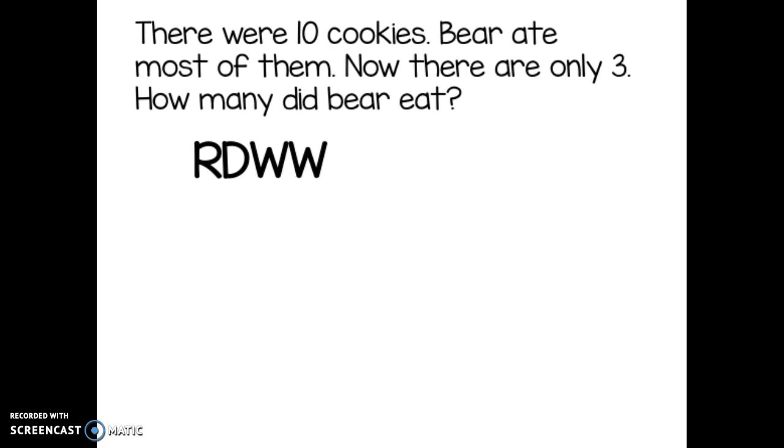So let's stop and think for a minute. What is the problem telling us? Well, it's telling us there were 10 cookies and Bear ate most of them. It's telling us there are only 3 left.